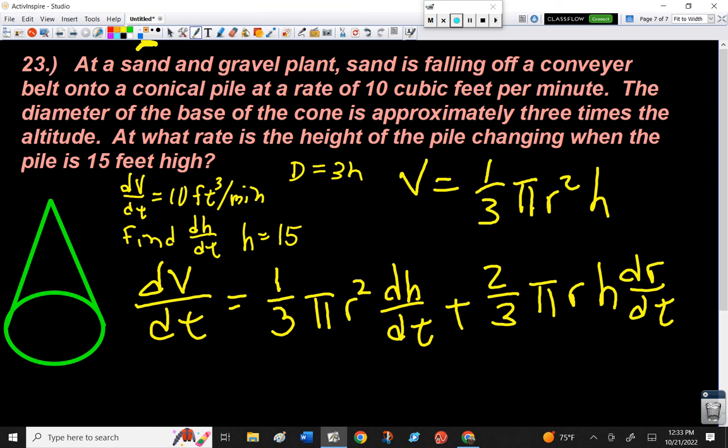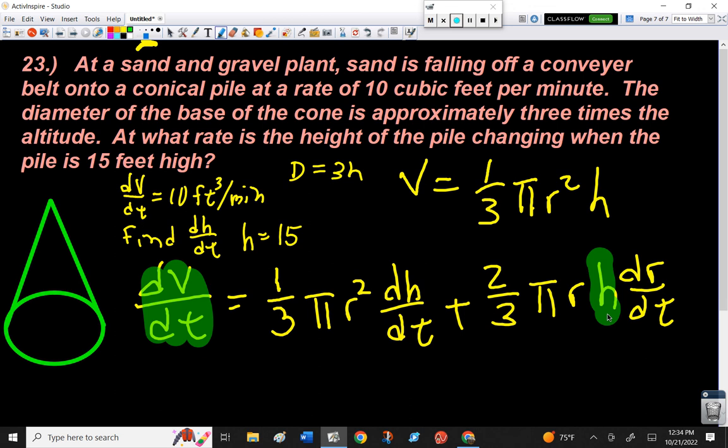So the question is, what are they giving us? Well, I'm going to highlight stuff that they're giving us. They're giving us the dV/dt. They tell us that this is 10. They want us to find dH/dt, so I'm not going to highlight that. They give us h. H is 15. They didn't give us r or dr/dt.